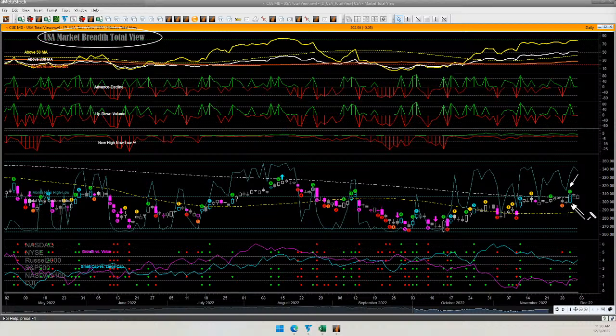However, my buying inclination would be tempered by the fact that the yellow line, that is the percentage of stocks above 50 MA, was also hitting the overbought level on the same day. I don't like to buy when the market breadth total view is at the overbought level.